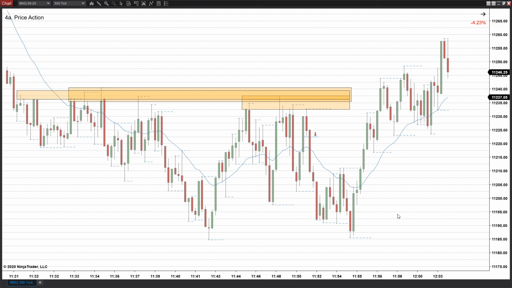So when you're looking for these areas, the first thing that you need to do is look for a major area of structure. We need a location first. A good entry point is useless if it's not in the right place. So location is always first.